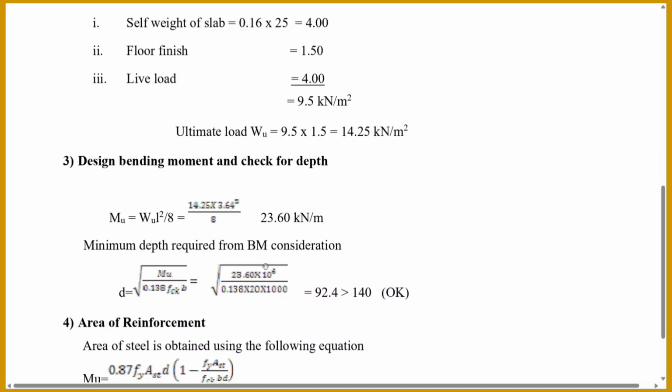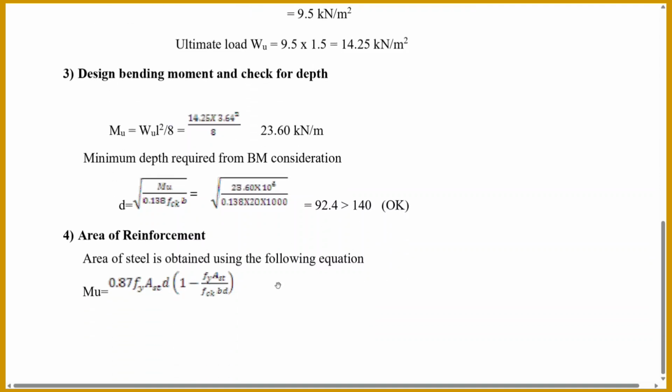We will have to convert into Newton per mm, so we multiply by 10 raised to 6. For that, 125 mm, and our concrete grade is M20, so 20, and B is designed as 1 meter, so 1000 mm. It comes 92.4, and our effective depth is 140.